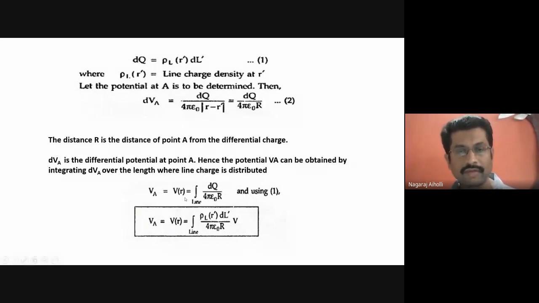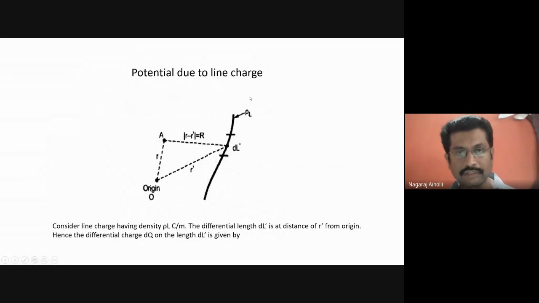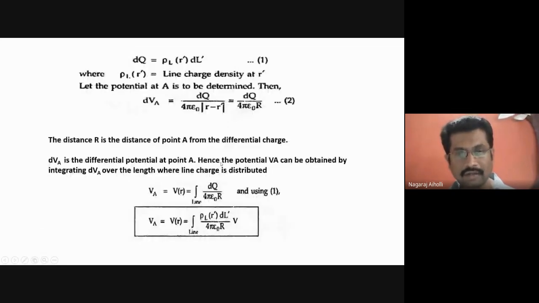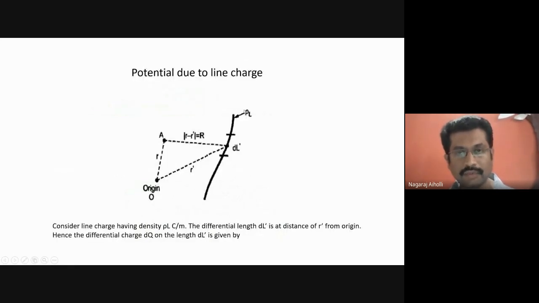That is, V_A is given by the line integral, because we are studying the potential due to line charge. Line integral of dq divided by 4 pi epsilon naught R, from the equation we have written. That is V_A equals the line integral, where dq, we know, is rho_l r' dl'. That is, V_A equals the line integral of rho_l r' dl' divided by 4 pi epsilon naught R volts. This is the final equation for potential at point A due to the line charge.